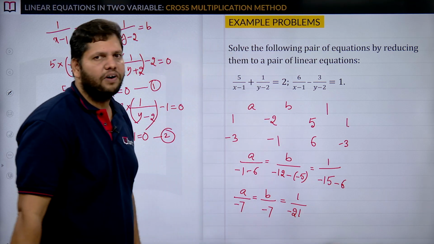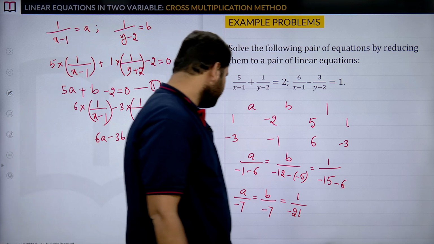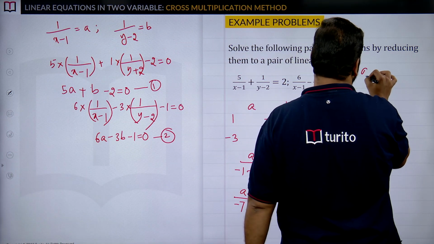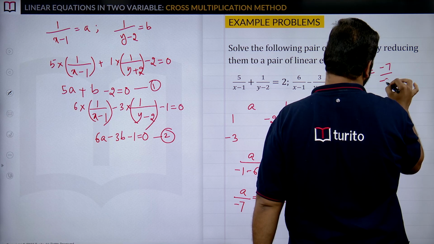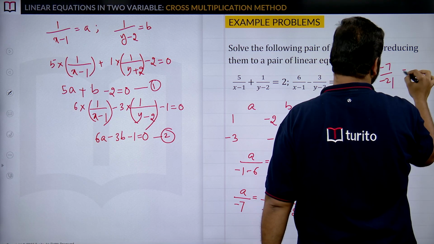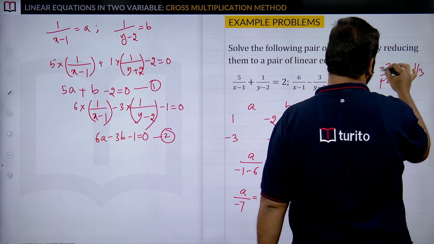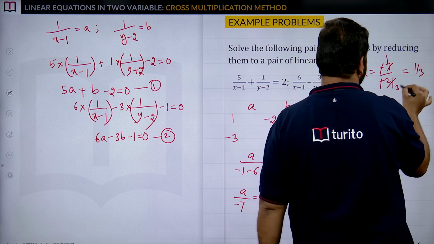Okay. Again, find the A value and find the B value. So how can we find it, children? A is equal to what? Directly I can say minus 7 by minus 21. So this is what, children? A is 1 by 3, because minus minus cancel. It is 7 ones are and 7 threes are.